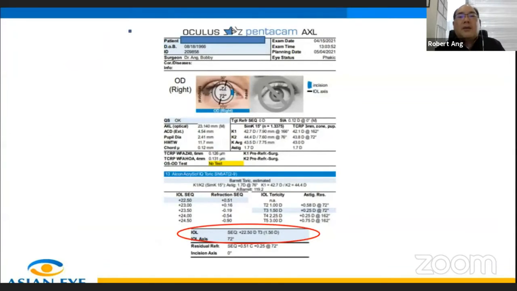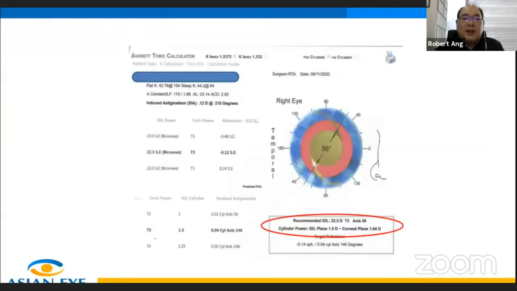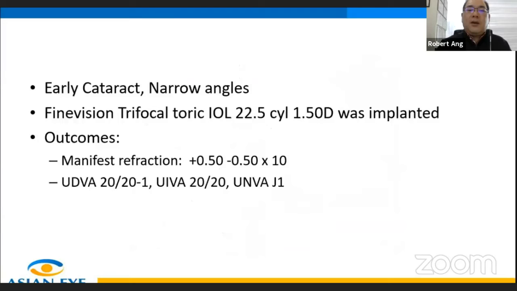Another thing about the Pentacam is it has my favorite formula, which is the Barrett formula. I use the toric. This patient tells me it's 22.5 with a cylinder of 1.5. That's what I should order. And I also do my online Barrett toric calculator, and it tells me the same parameters in terms of IOL power ordering. So I usually try to confirm using the online calculator.